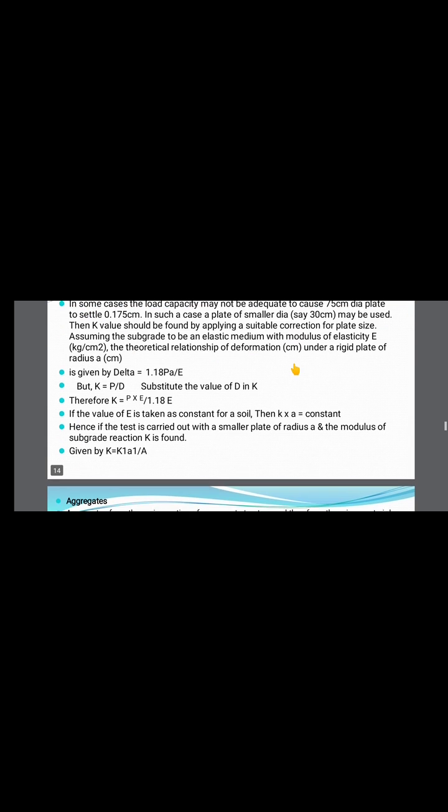Assuming the subgrade to be an elastic medium with modulus of elasticity E, the theoretical relation of deformation under a rigid plate of radius a in centimeters is given by delta equal to 1.18 P a divided by E. But K equal to P by delta. Substituting the values of delta and K, therefore, K equal to P times E divided by 1.18 P a.